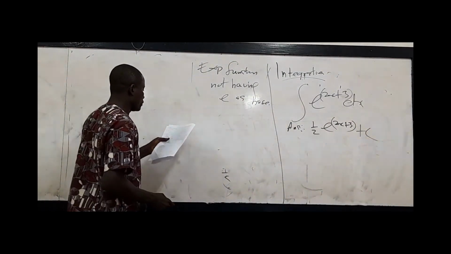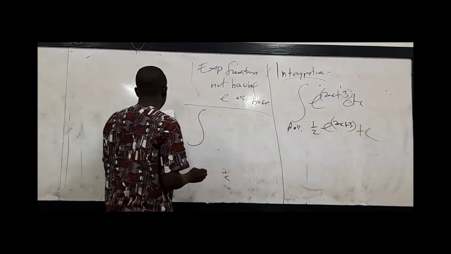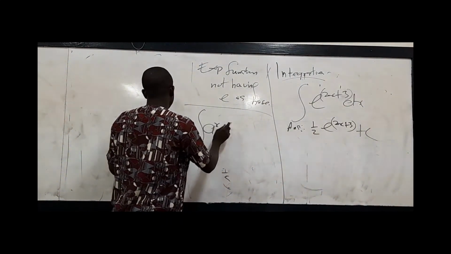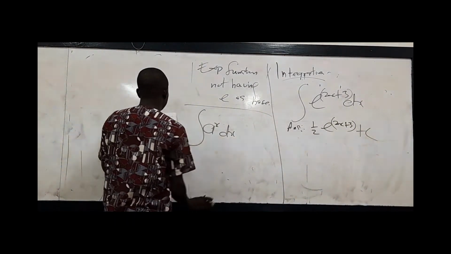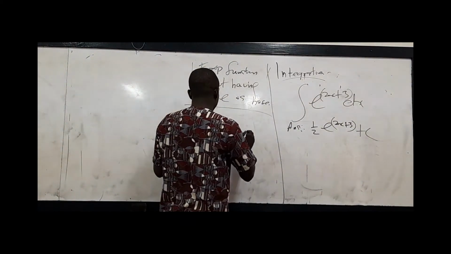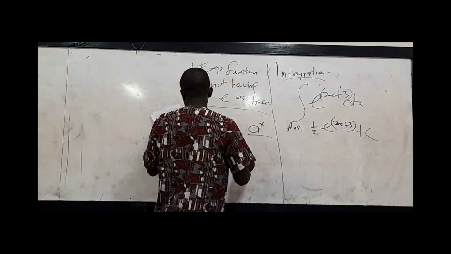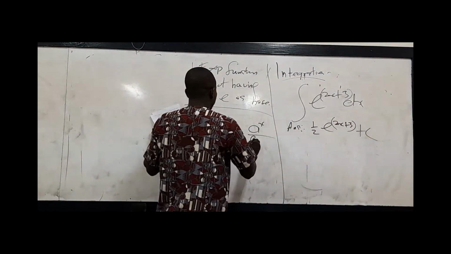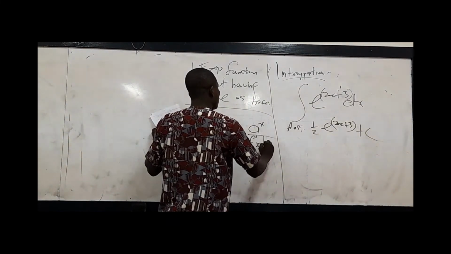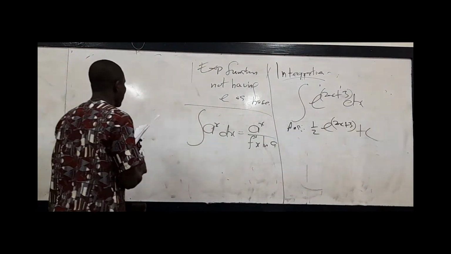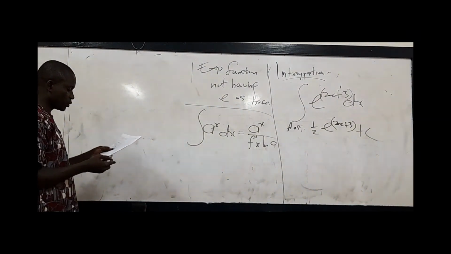If I have the integral of a^x dx, then we are expected to get a^x over ln a. Don't let it baffle your mind too much. Well, we want to see a typical example.